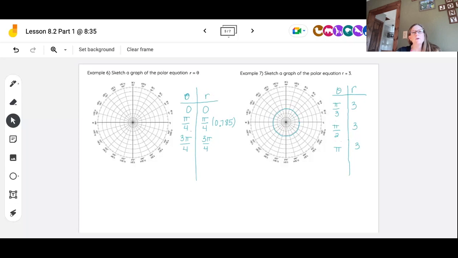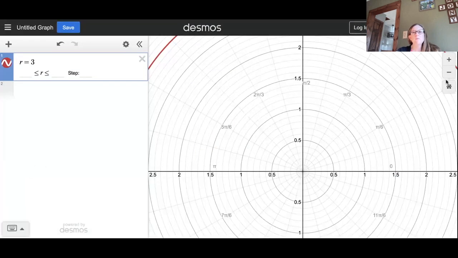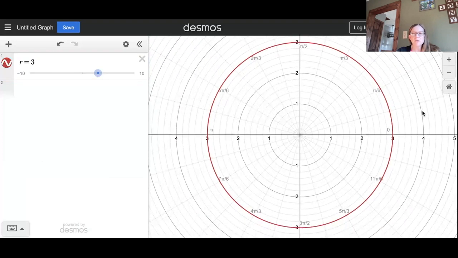Popping us back over to Desmos to verify. Oop, we got to zoom out a little bit. I see that circle. So it doesn't matter again what our theta is, our radius is always going to be 3. It's going to be cyclical, just going around and around and around in a circle forever.